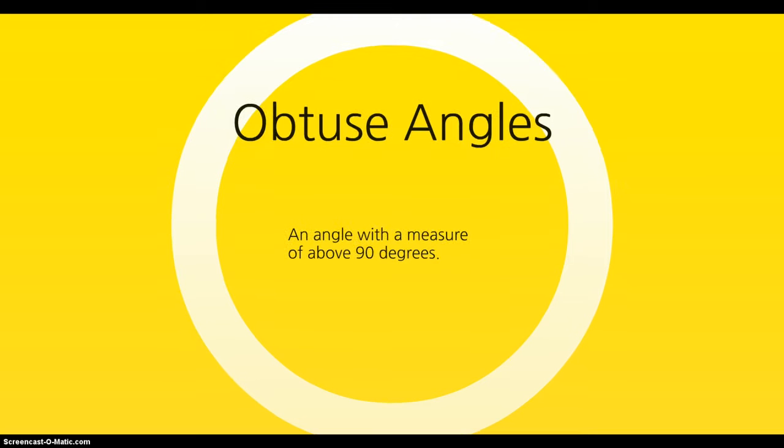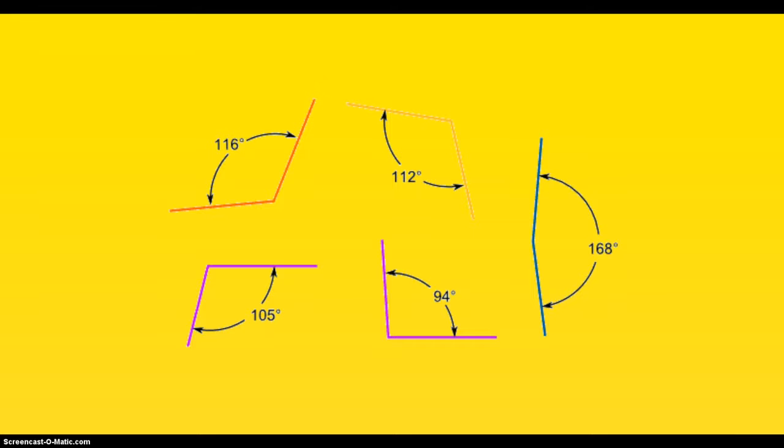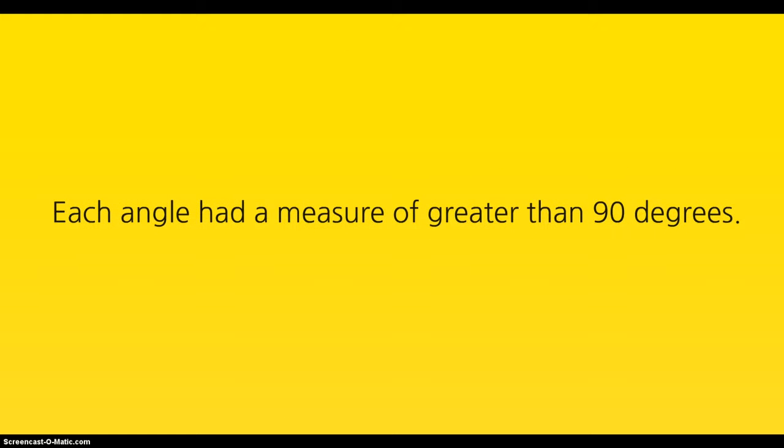Next, and finally, would be obtuse angles. An obtuse angle is an angle with a measure of above 90 degrees. It cannot be 90 degrees or below. These are all examples of an obtuse angle. Each angle has a measure of greater than 90 degrees.